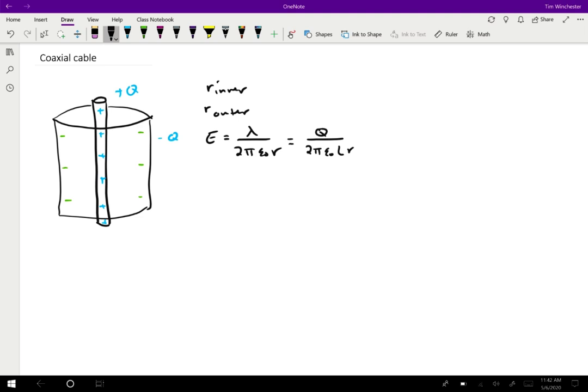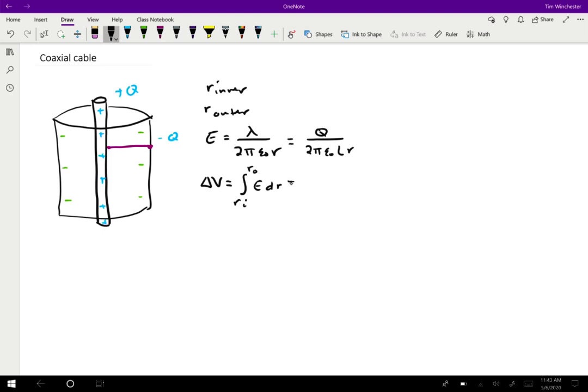Okay, and in order to find the delta V here, and remember we're only interested in the magnitude, so the minus sign is not going to be that interesting. We want to integrate the electric field times dr. So I'm going to integrate along a path that goes from the inner radius to the outer radius to find the potential difference between those two plates. Okay, so I'm going to integrate from the inner radius to the outer radius.